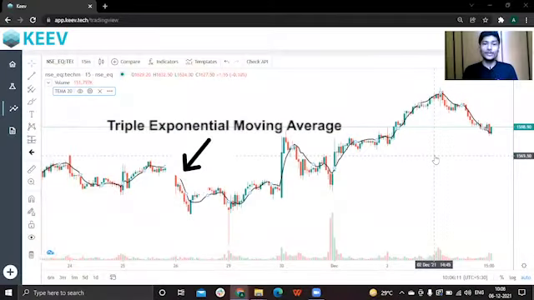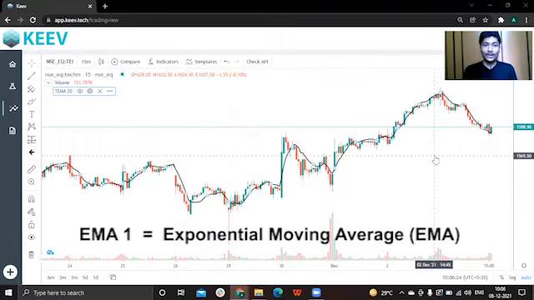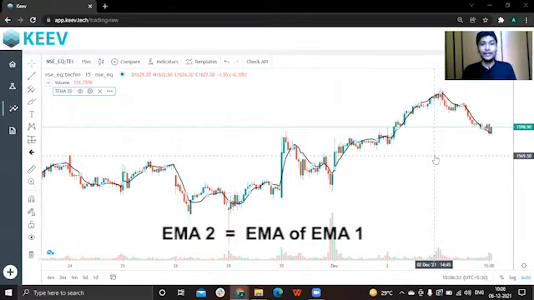The formula for this indicator is very simple. But for the formula, we need three values, which, as the name suggests, are three EMAs. Let's name them EMA 1, EMA 2 and EMA 3. EMA 1 is an EMA of any period. Let's take it as 20. So EMA 1 is an EMA of 20 period. EMA 2 is an EMA of EMA 1, and EMA 3 is an EMA of EMA 2.